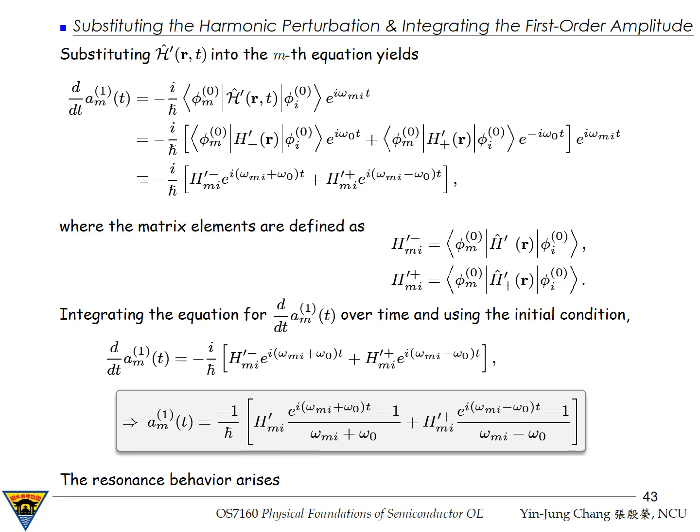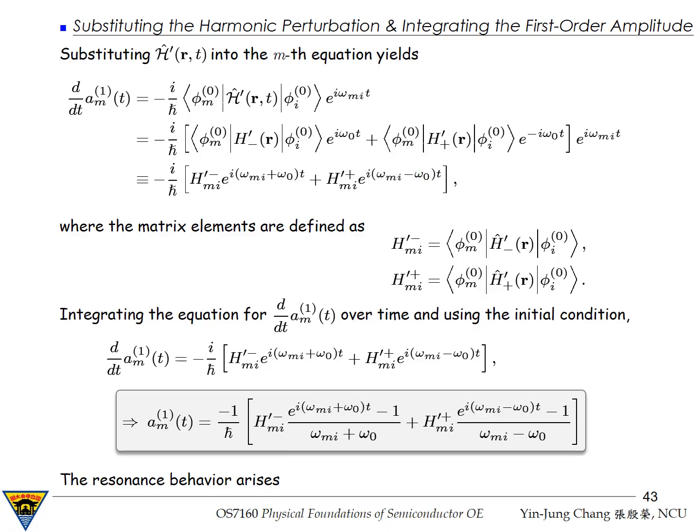This is a very important result. The harmonic perturbation splits the dynamics into two oscillatory contributions. One contains the frequency combination omega sub mi plus omega naught, and the other contains omega sub mi minus omega naught.